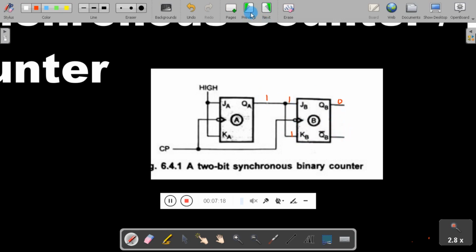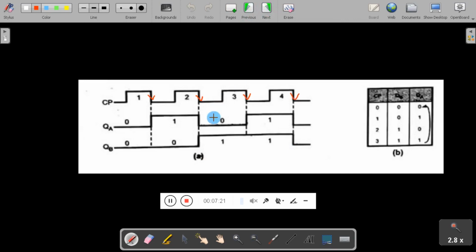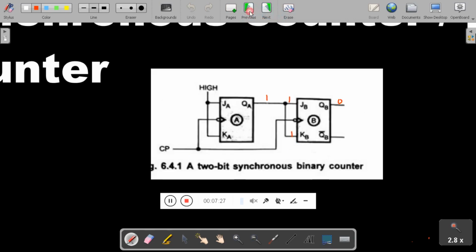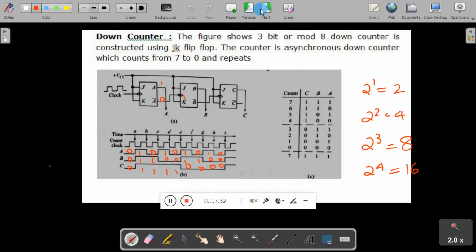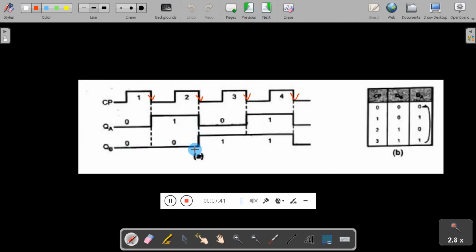So you can see here, I'm sorry, let me correct: J is 1, K is 1, initially it was 0, now it will toggle to 1. So the output of the second will toggle to 1 and remain 1 till the next edge comes, but the output of the first will once again toggle to 1. The output of the first becomes 1.